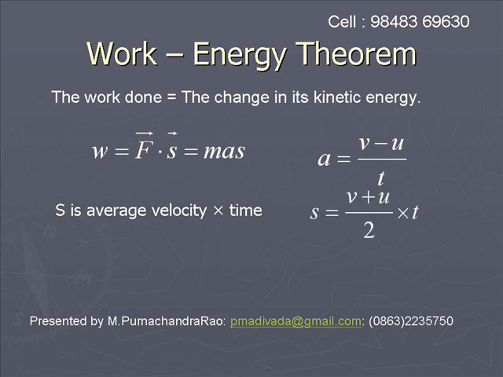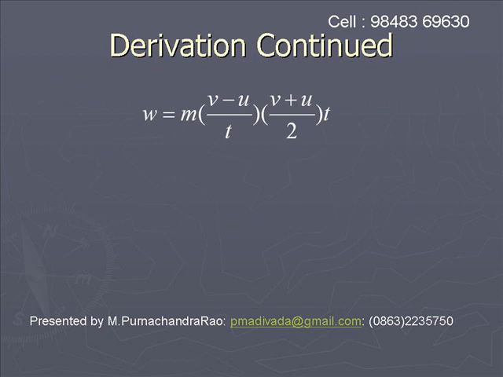Substituting these two values for A and S, W is equal to M into (V minus U) by T into (V plus U) by 2 into T. T gets cancelled. (V minus U) into (V plus U) is equal to V square minus U square. Hence, W is equal to M into (V square minus U square) by 2.